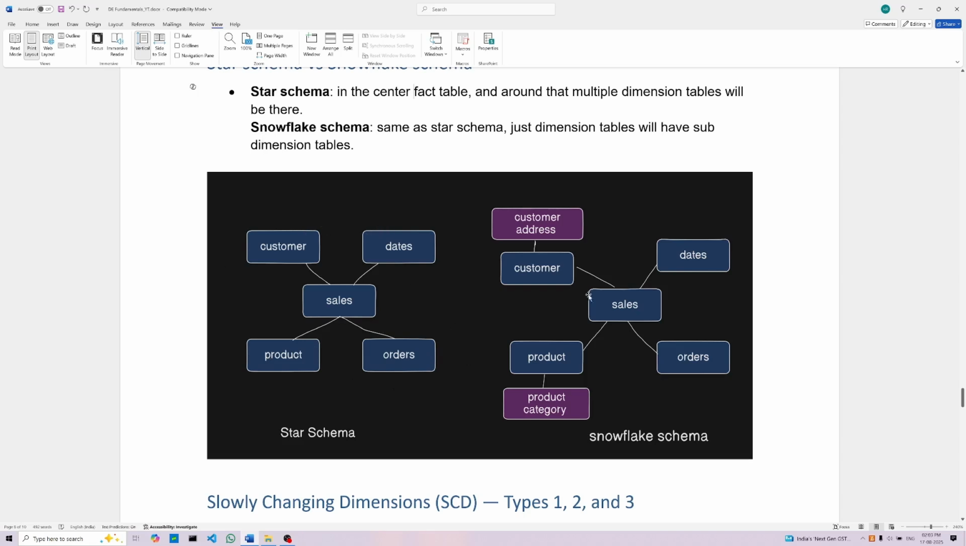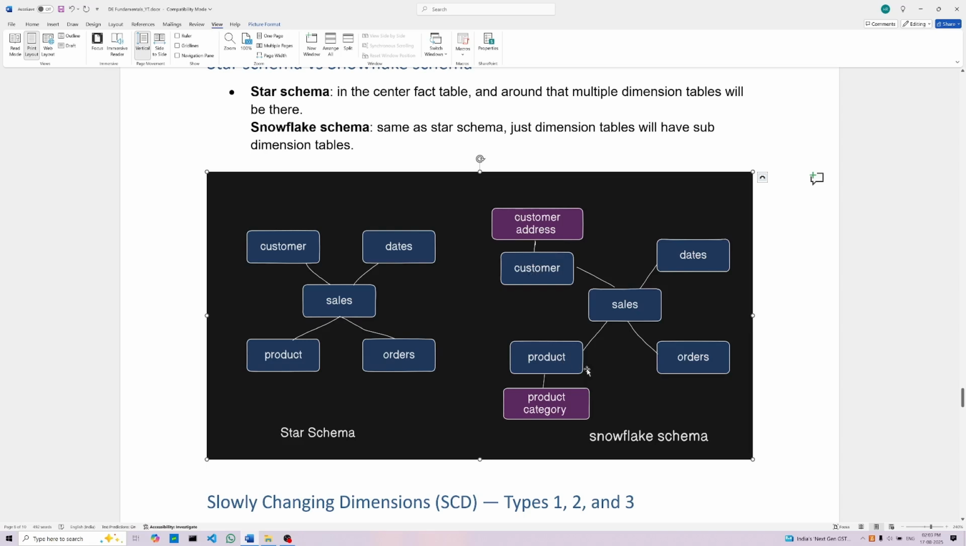Now what is snowflake schema? It is the same as star schema actually. It's just that one additional concept is there, like a dimension table will have sub dimension tables. That is the only difference. So here customer is the dimension table, then it can have related subtables like customer address. Correct? This is a sub dimension table.